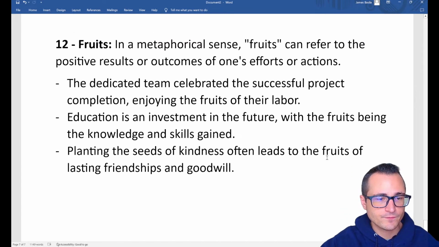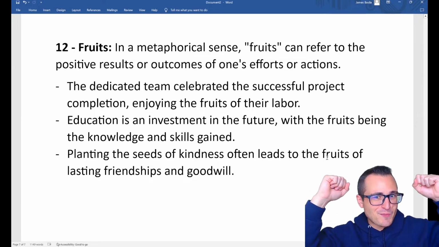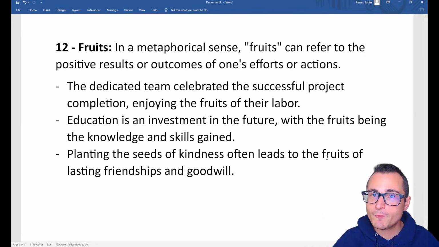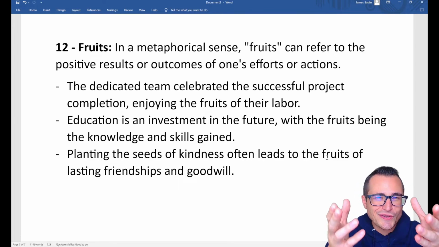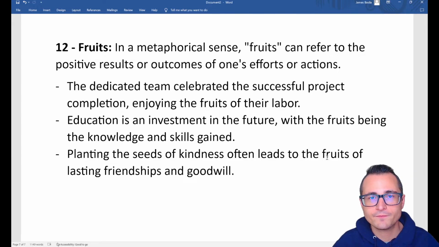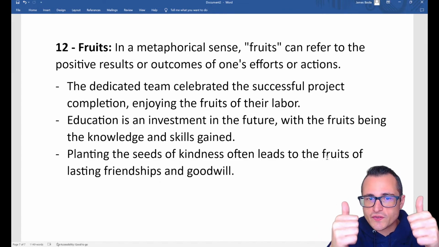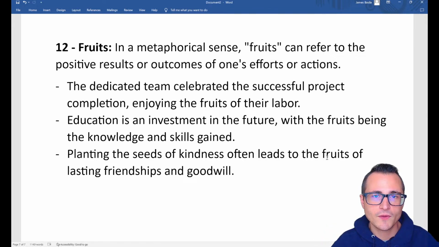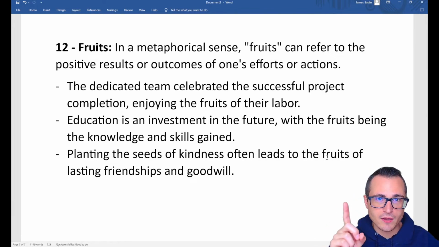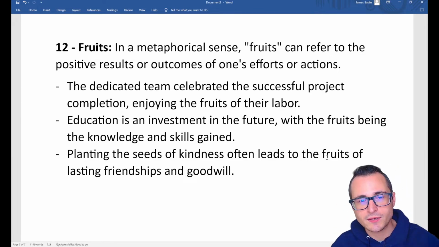What are the sentences? The dedicated team celebrated the successful project completion, enjoying the fruits of their labor. Do you enjoy the fruits of your hard work? Education is an investment in the future, with the fruits being the knowledge and skills gained. So, what are the fruits of education? What are the good results of education? The fruits of education are the knowledge and the skills that you gain.